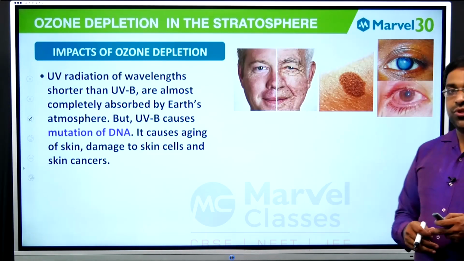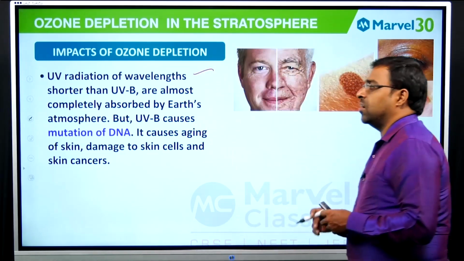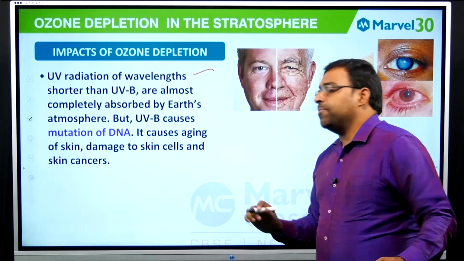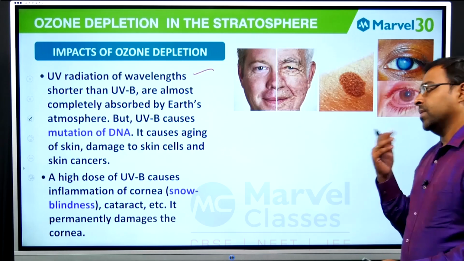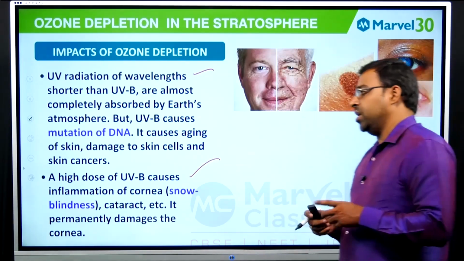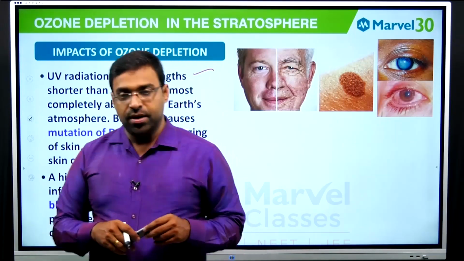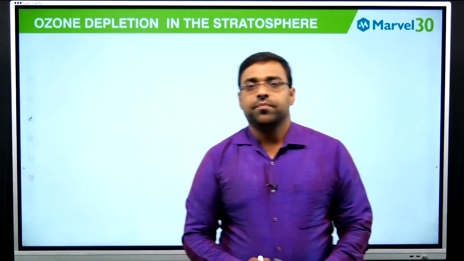Impacts of ozone depletion, of course, you have UV radiation of shorter wavelength. It almost reaches the Earth's atmosphere where it causes mutation of DNA, aging of skin, damage to skin cells and skin cancer. And a high dose of UVB causes inflammation of the cornea, snow blindness, cataract, etc. And of course, it permanently damages the cornea. Of course, these are the effects of UV.